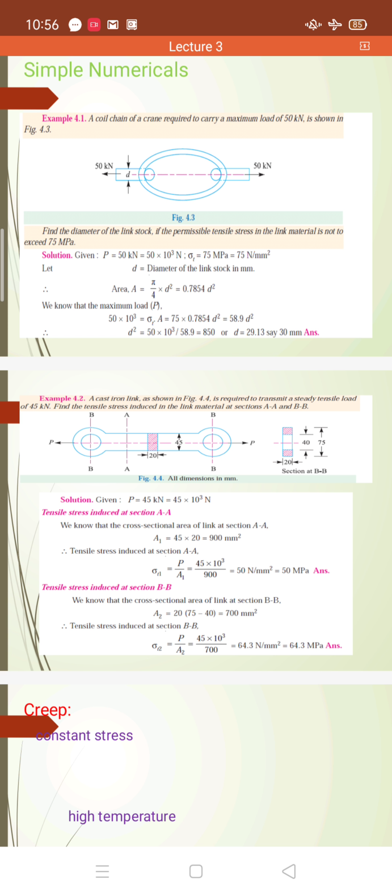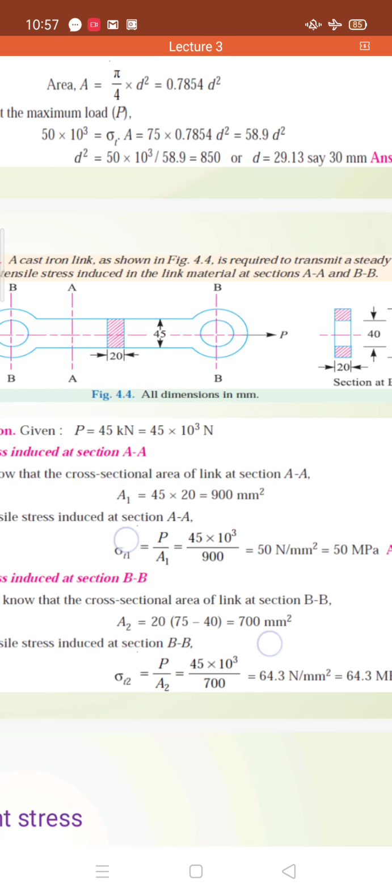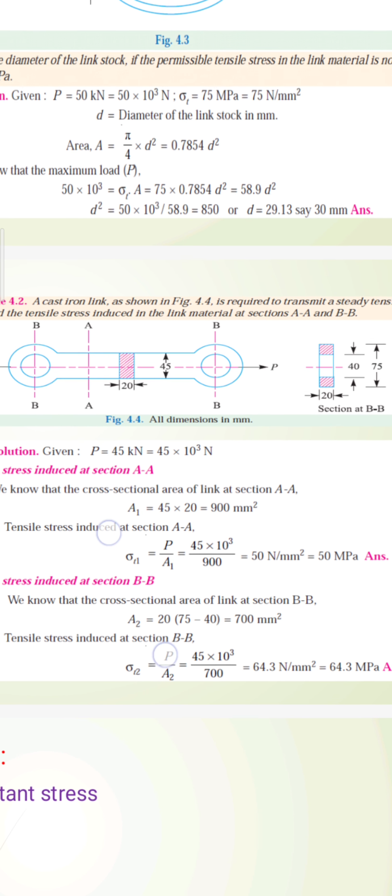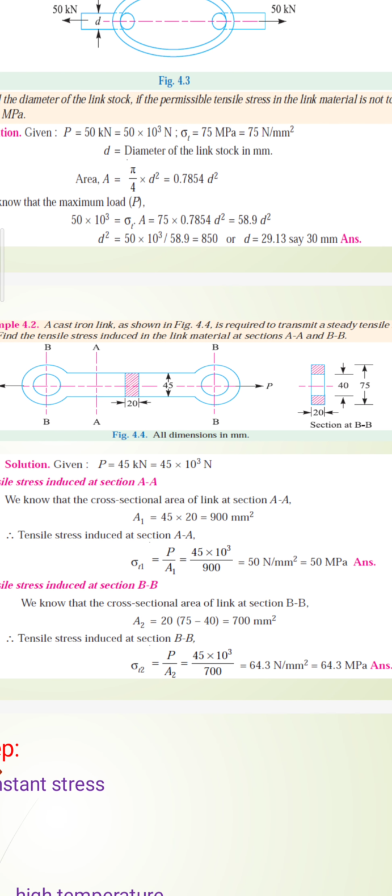So the tensile stress induced at section AA is sigma T1 is equal to P upon A1, because you know that sigma T is equal to P upon A. Here we calculate the tensile stress at both sections, so we assume sigma T1 and sigma T2. Putting down the values, it is 45 into 10 raised to 3 upon 900, which is equal to 50 Newton per mm square.